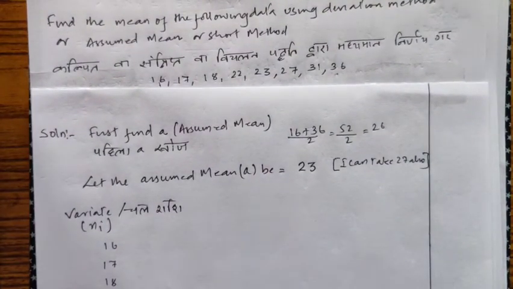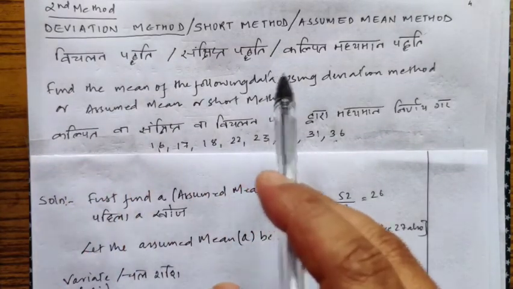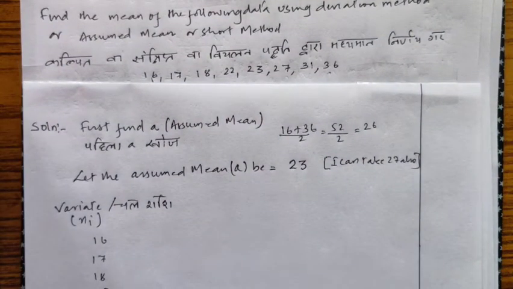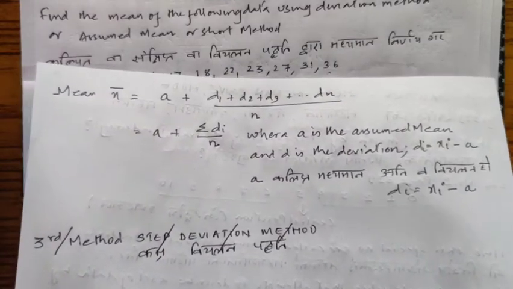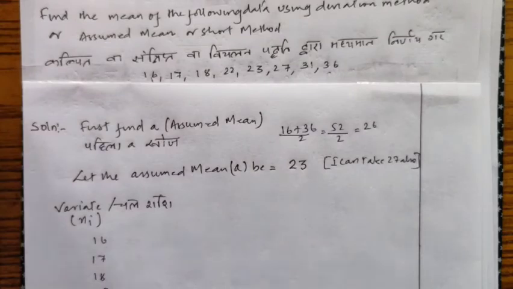So the raw data is given to us. So we need to find the mean by which method? Deviation or short method or assumed mean method. Okay? So I know the formula. My formula says a plus summation di by n. Let's try to find what is a first. Your a is called the assumed mean. Okay, how do you find a? First let's find a, assumed mean.